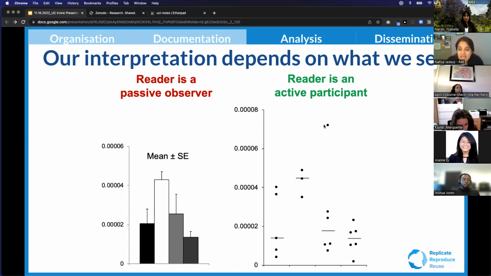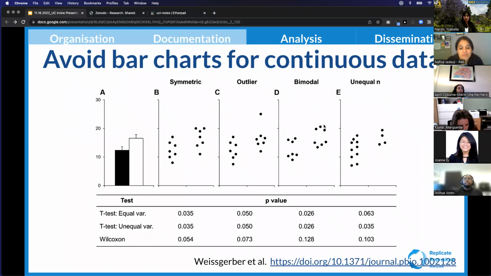Next slide. So this is a figure or a component from the paper that I recommended in terms of looking at recommendations for how to present data. So bar charts are often not thought to be ideal for continuous data. And you can see that here in terms of how the data is represented when you have outliers, when you have bimodal distribution, when you have an unequal n on your right side here. And yeah, the statistics might be significant or non-significant, but how are you engaging the reader to interpret this data?